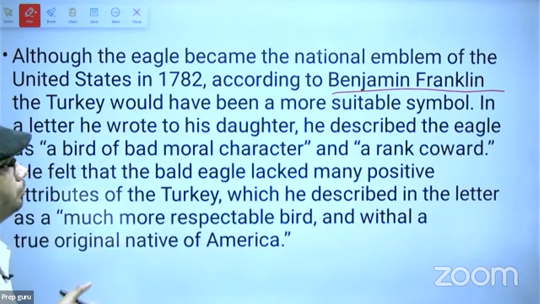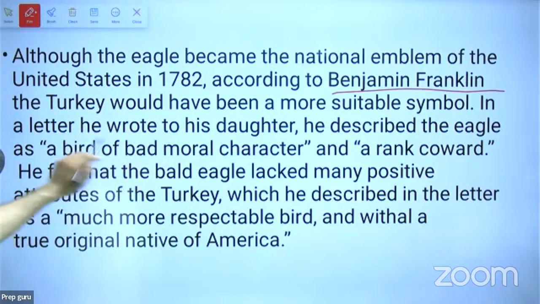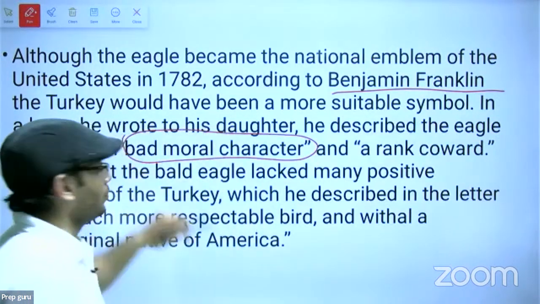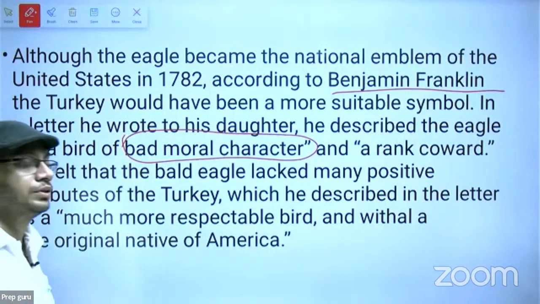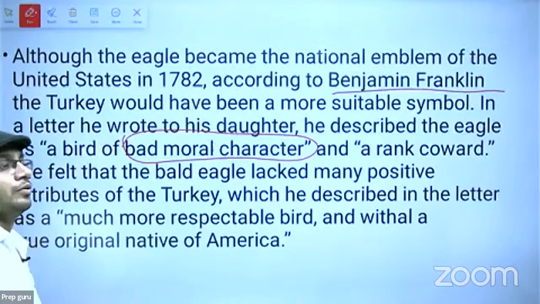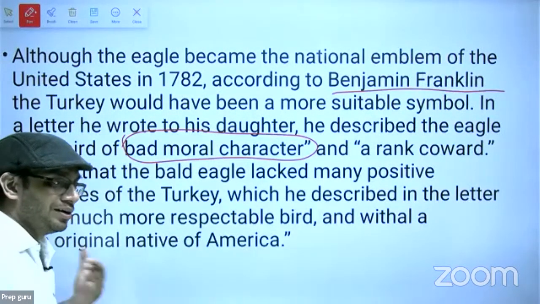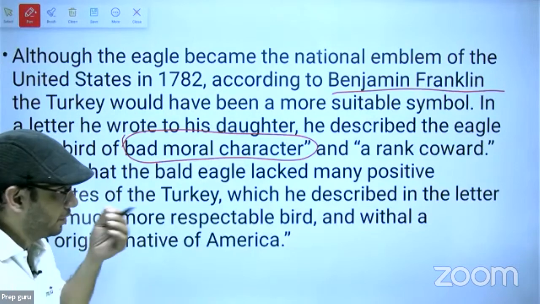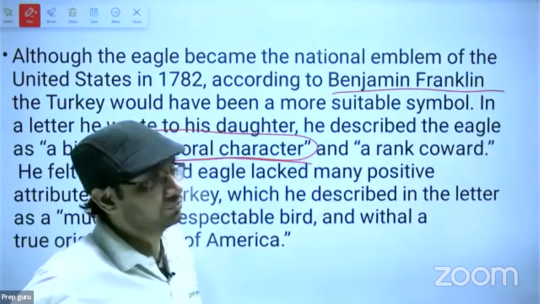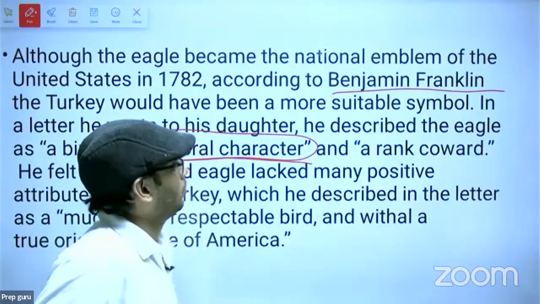Why? In a letter he wrote to his daughter, he described the eagle as a bird of bad moral character. Now, eagle को उसने क्या बोला है? Benjamin Franklin ने bird of bad moral character. Why? Bad moral character means what? Morally, this species of bird is not good, right?